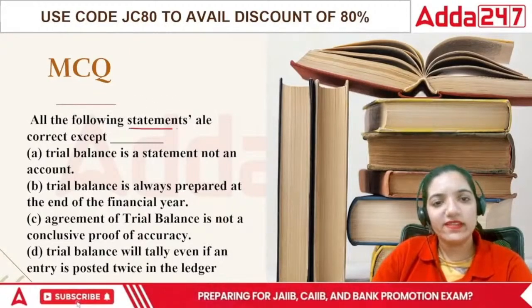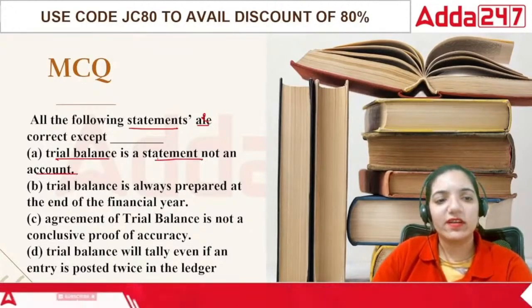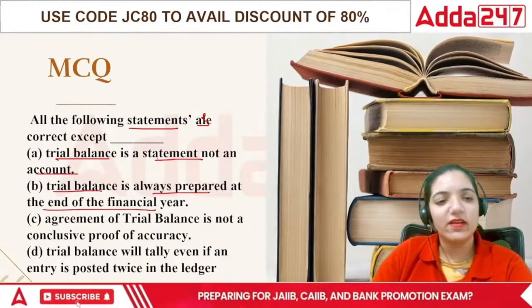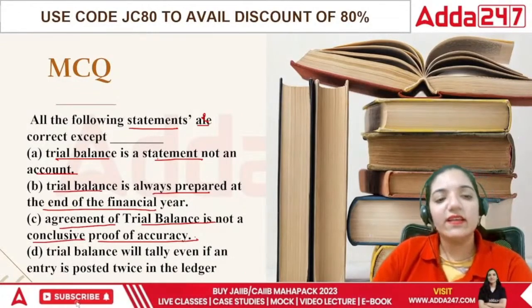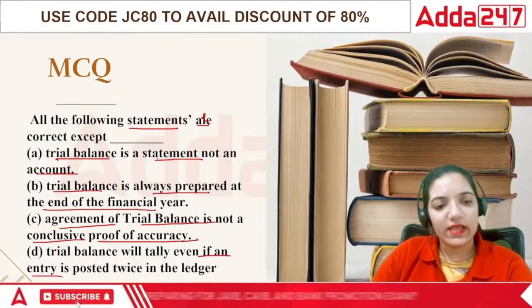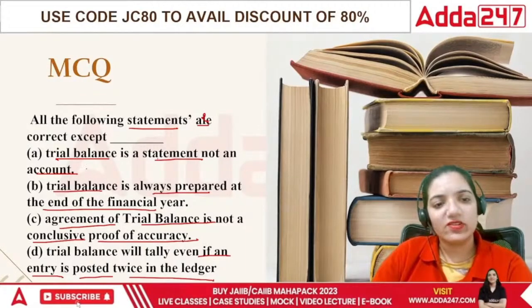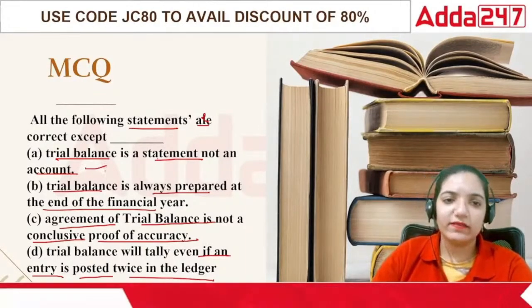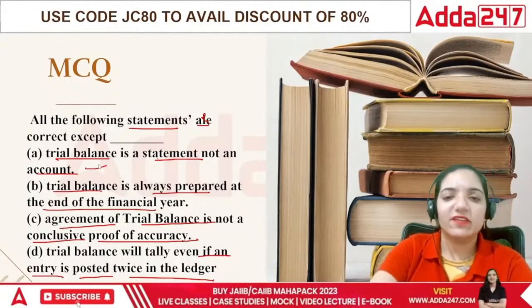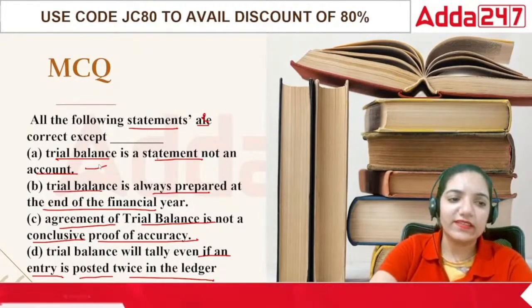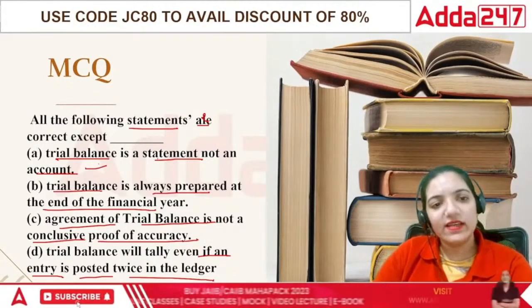All the following statements are correct except: trial balance is a statement, not an account; trial balance is always prepared at the end of the year; agreement of trial balance is not a conclusive proof of accuracy; trial balance will tally if an entry is posted twice in the ledger. I hope the question is completely visible to you now. Trial balance is actually a statement, it's not a book. In it we record everything that has happened in the books of accounts. So this is correct, it is basically a statement.